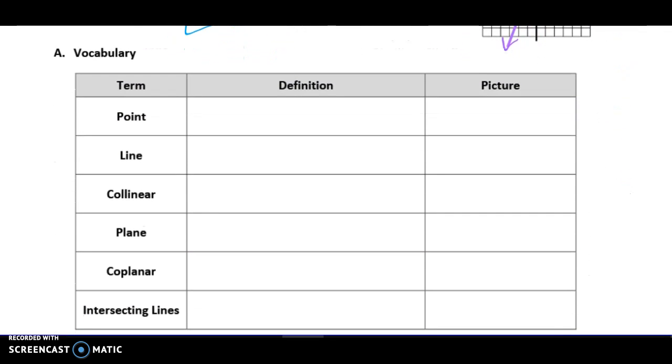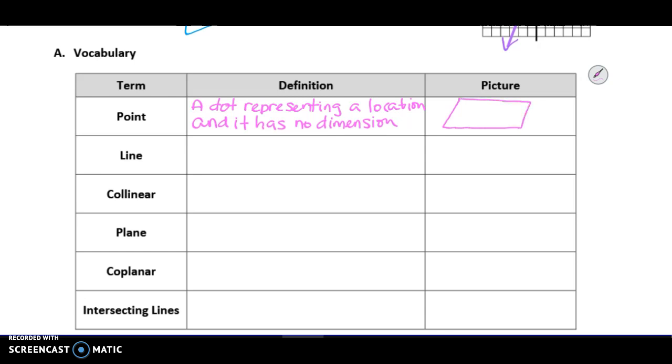So now to some vocabulary. So, first one, a point. This is going to be a dot representing a location, and it has no dimension. So how we can picture that, say I have some particular plane, which we'll be defining again later. I have some point on that plane, and I called it A.